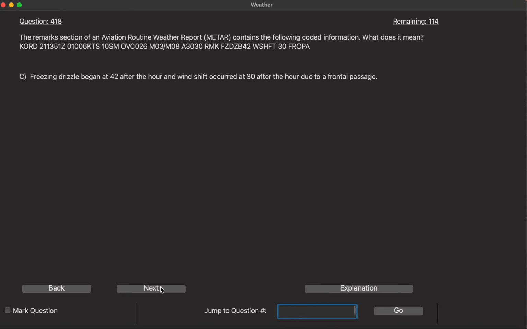In the remarks section of a METAR, it contains the following code information. What does it mean? We see FZ and DZ, freezing drizzle, began at 42, so 42 minutes after the hour, and we see a wind shift at 30 after the hour due to a frontal passage.